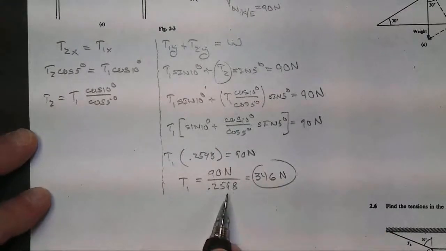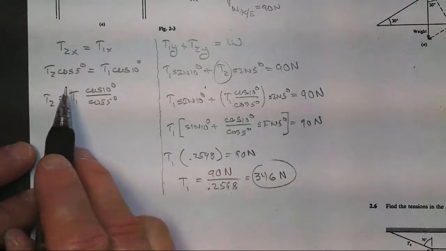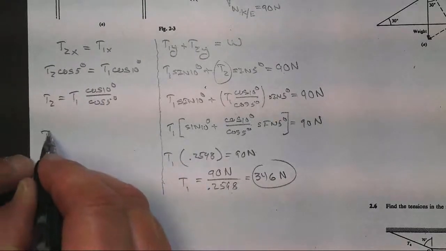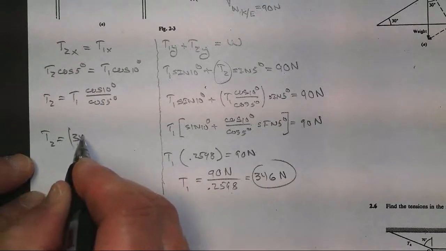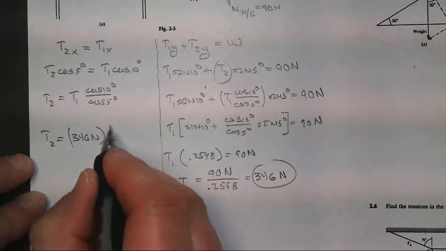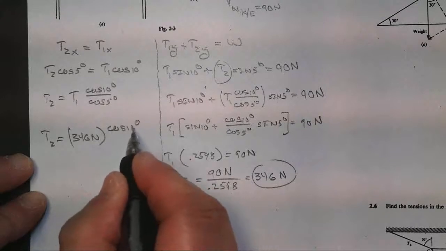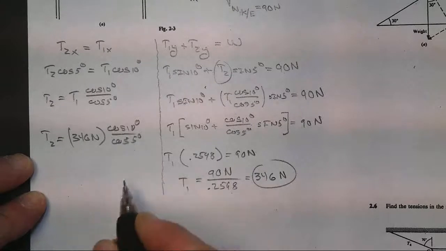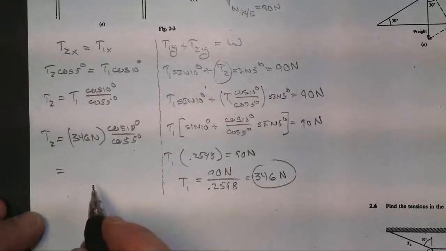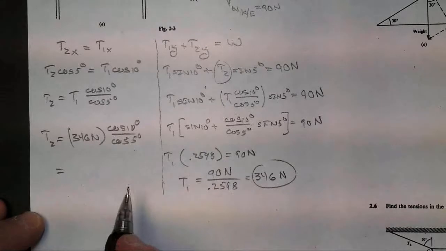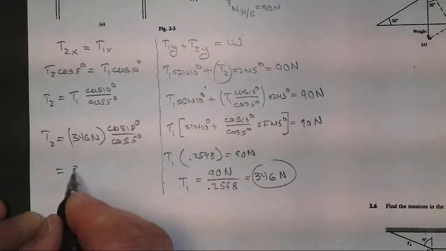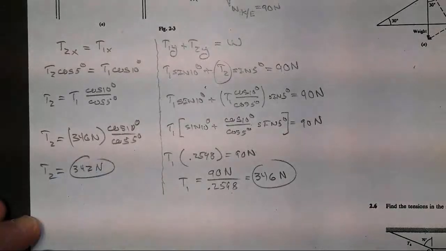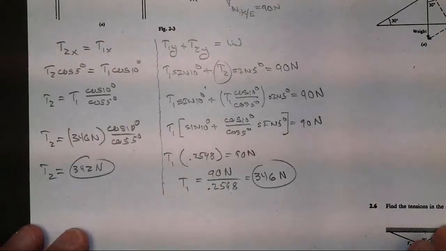Okay, now we want to find T2. We're going to double back over to here because we have the x equation for equilibrium. Solve for T2. We're going to substitute in T1. We're going to get T2 equals 346 newtons times the cosine of 10 degrees divided by the cosine of 5 degrees. And by doing all this on the calculator, we'll find that T2 equals 342 newtons.